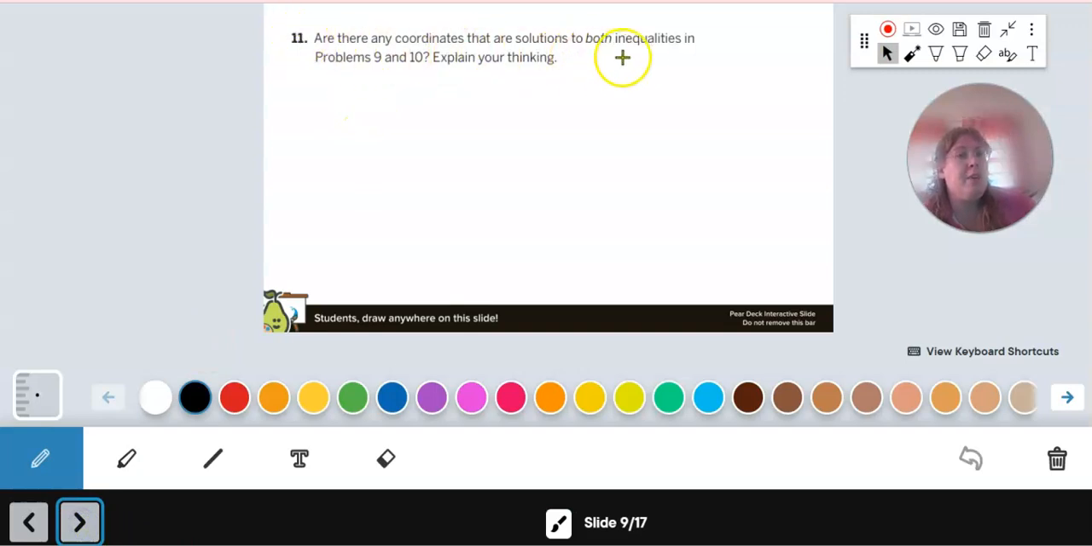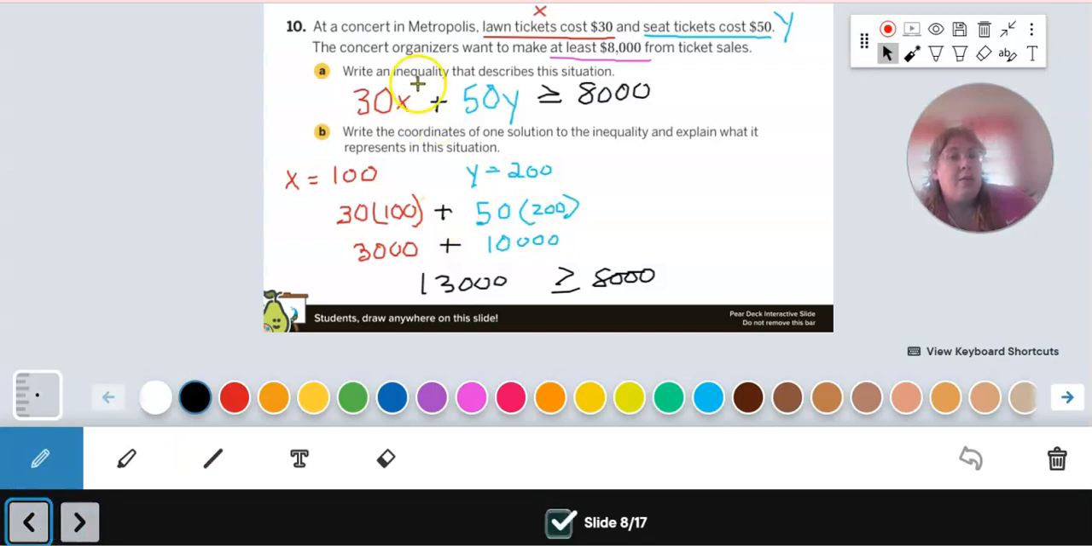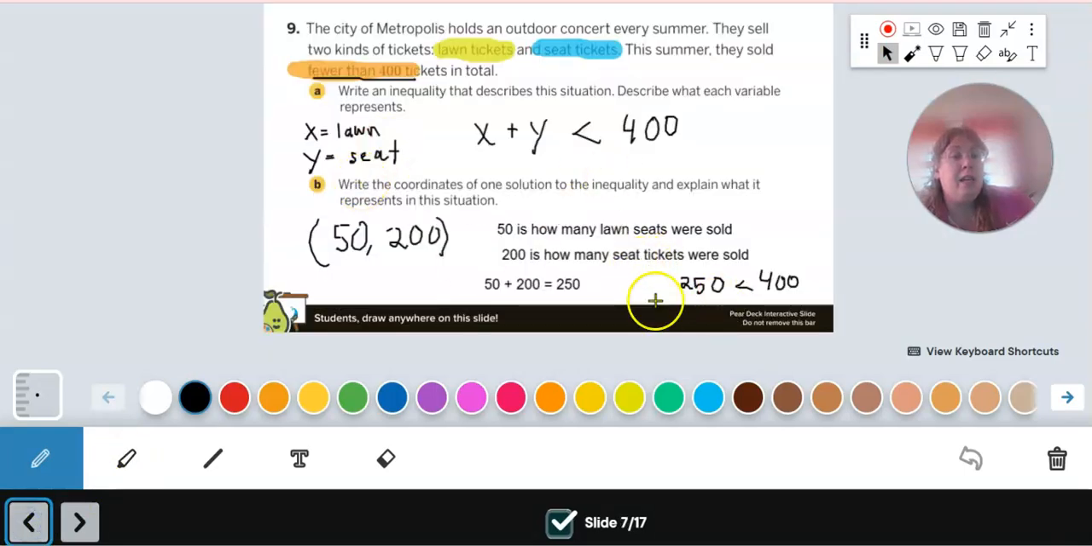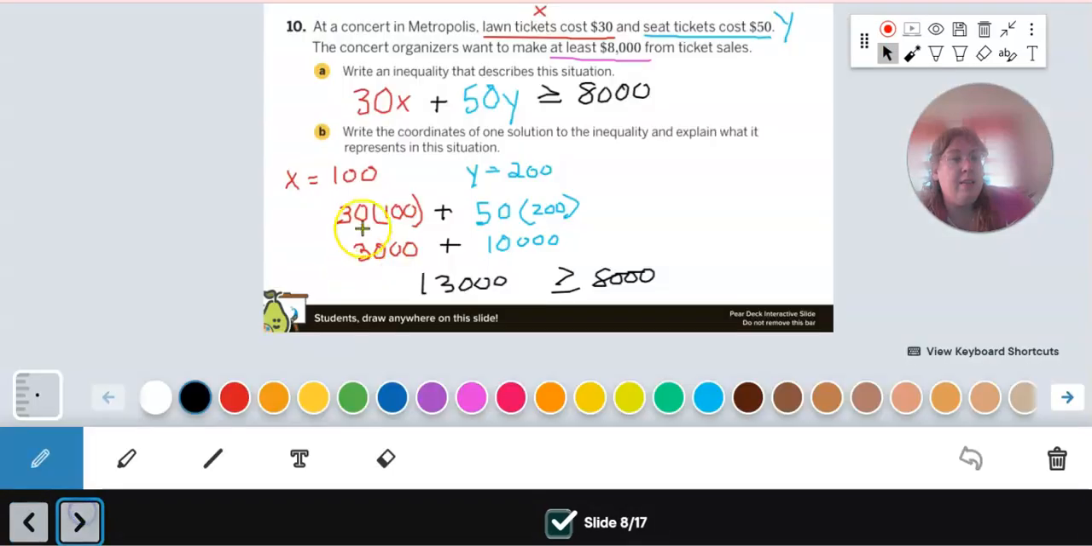And on 11, it says, are there any coordinates that are solutions to the inequalities? Are there any coordinates that are solutions to both inequalities in 9 and 10? So this was looking at the price of the tickets, and this one is looking at the amount of tickets. So we want to do fewer than 400. And see, this was 300. So yeah, this would work.